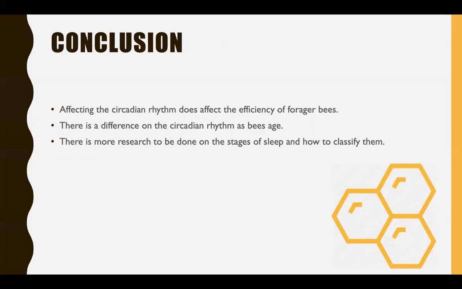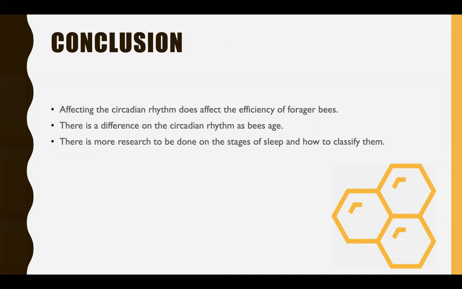There's a difference on the circadian rhythm as bees age. As we saw, callows have more restarts throughout the day, and they sleep more small periods of time. And as they become foragers, or they become older, they change roles. They tend to be more of the forager circadian rhythm.